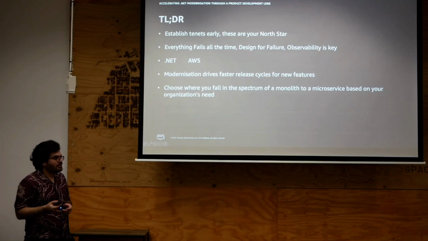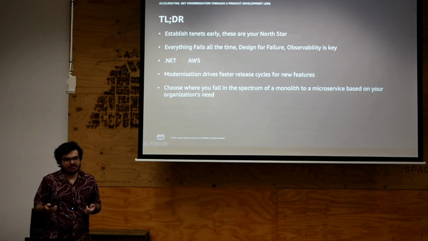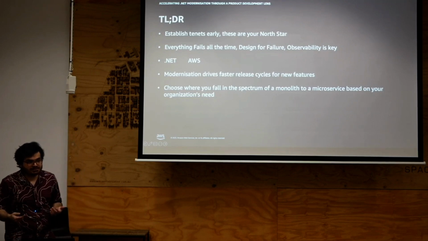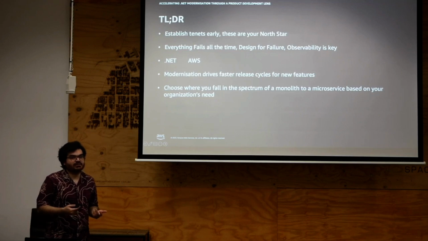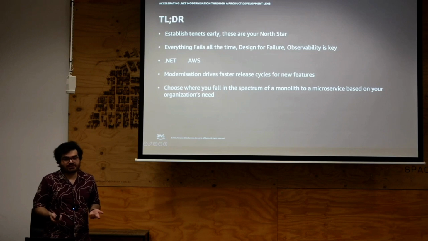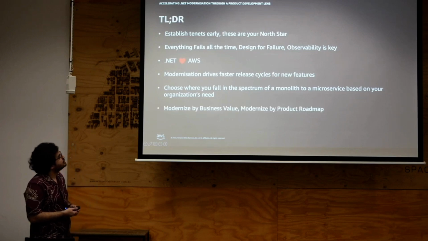Choose where you fall within the spectrum of a monolith and a microservice. There is no right answer. Work out what's best for your team. In one of our last projects, we went for macroservices, where when we had to split 1,300 endpoints, we split them across 12 or 13 macroservices, because having 1,300 microservices would have been an operational challenge.